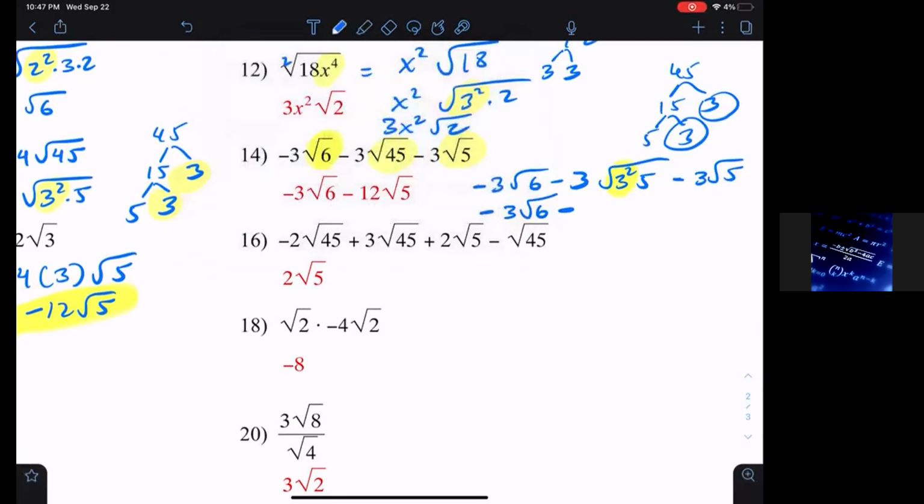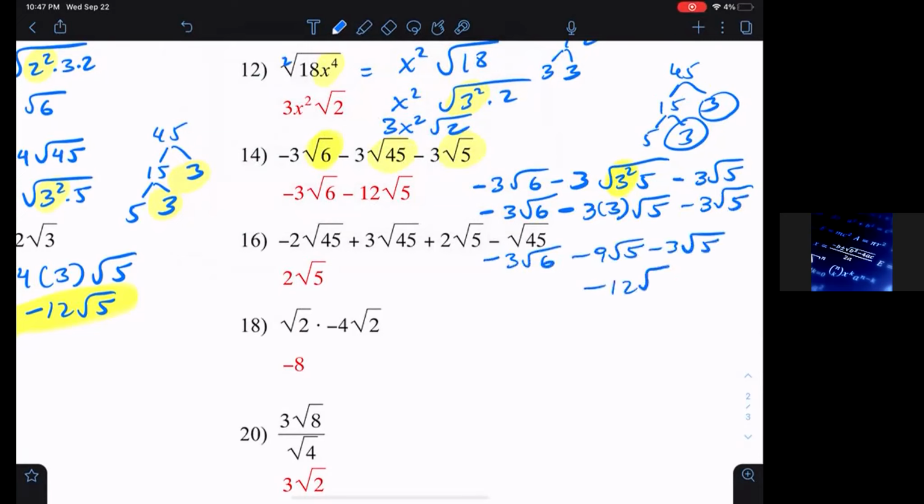So that means that this is going to be 3 times 3 root 5 minus 3 root 5. Now you get negative 3 root 6 minus 9 root 5 minus 3 root 5. You combine like terms, this is negative 12 root 5, negative 3 root 6. That's it. That's the answer, right? You cannot go further because these two are different, right? But these two, in the beginning, I combined them because root 5 and root 5 are the same, so I can combine them. Negative 9 and negative 3, that's negative 12 root 5, right?